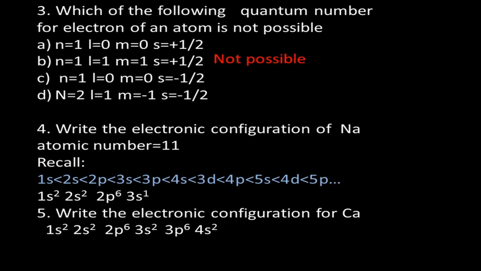The valence electron here is the outer electron, which is 2. So the valence electron for calcium is 2, and the valence electron is what is used for bonding.